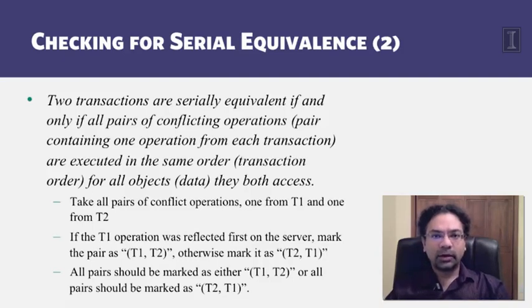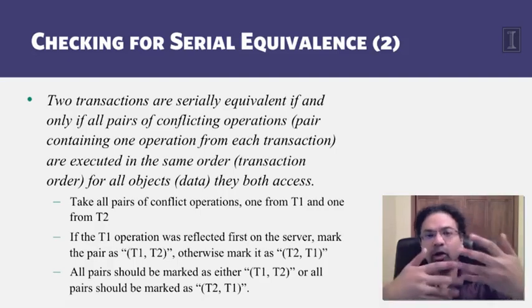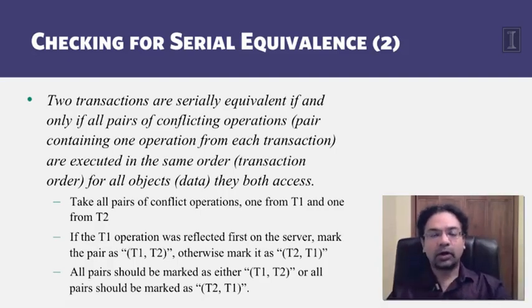So now that we know what conflicting operations are, we can say what the conditions are under which two transactions are serially equivalent. Okay, so given two transactions and a particular order of interleaving, that order of interleaving is said to be serially equivalent if and only if all pairs of conflicting operations, where the pair contains one operation from each transaction, are executed in the same transaction order for all the objects that the transactions access.